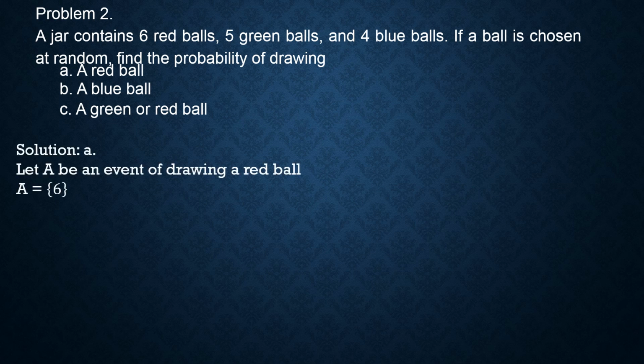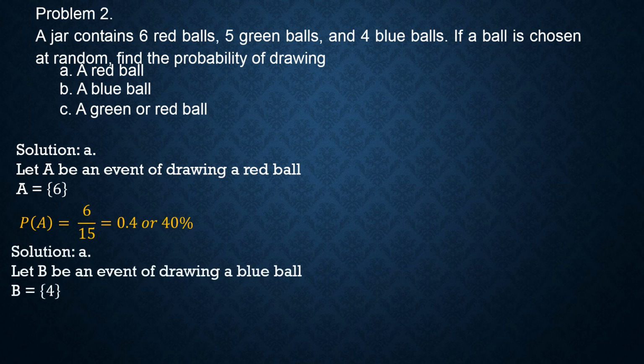Okay? So let us have the solution for letter A. Let A be an event of drawing a red ball. Of course, there are only 6 red balls. Then the total number of balls, in all, we have 6 plus 5 plus 4, that is 15. So of course, the probability of getting a red ball is 6 out of 15 or 0.4, or in percent, that is 40%.